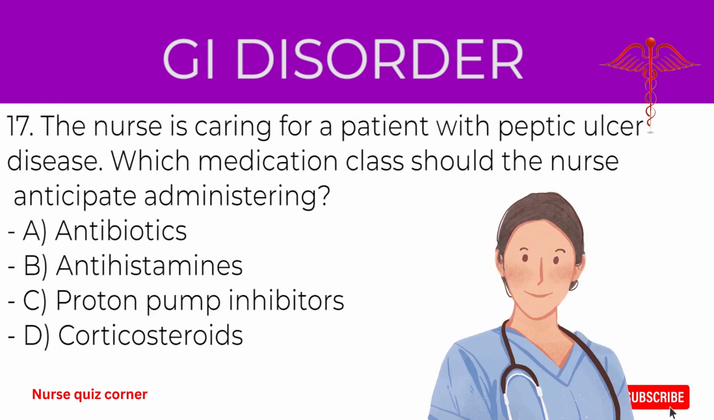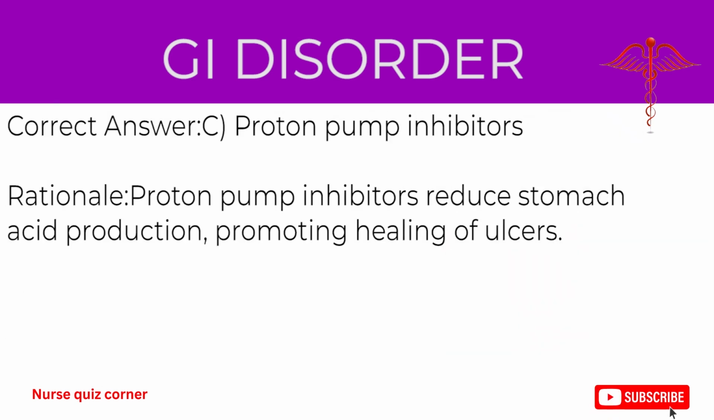17. The nurse is caring for a patient with peptic ulcer disease. Which medication class should the nurse anticipate administering? A. Antibiotics. B. Antihistamines. C. Proton pump inhibitors. D. Corticosteroids. Correct answer: C. Proton pump inhibitors. Rationale: proton pump inhibitors reduce stomach acid production, promoting healing of ulcers.